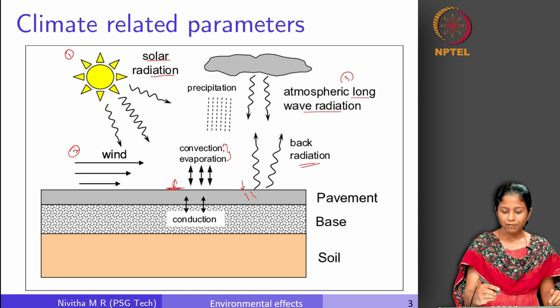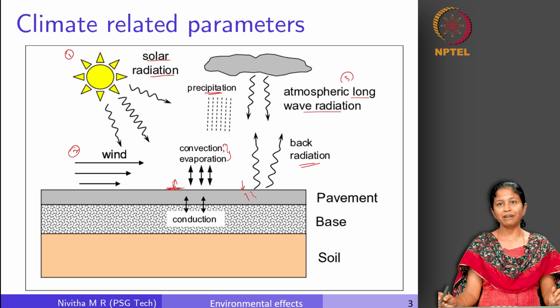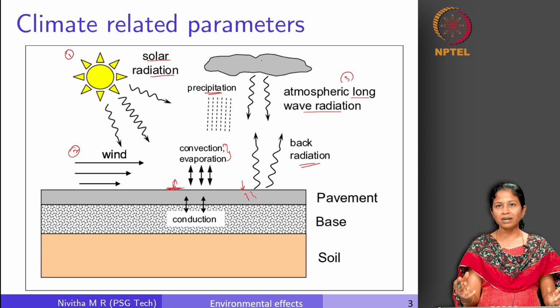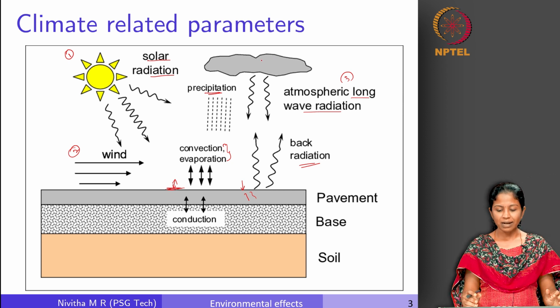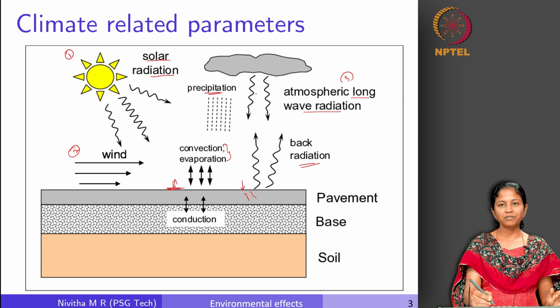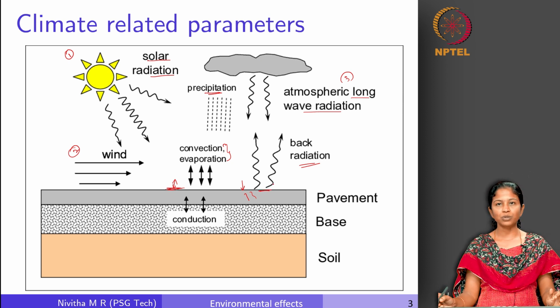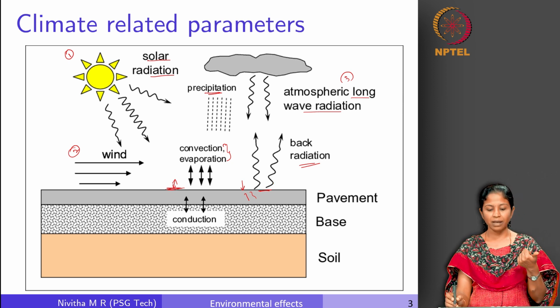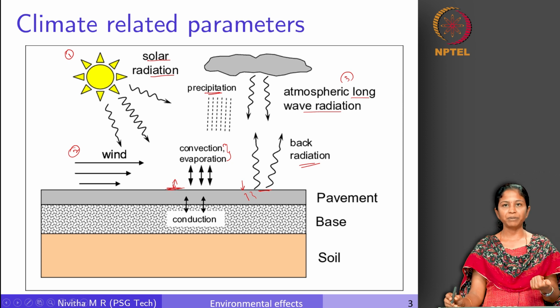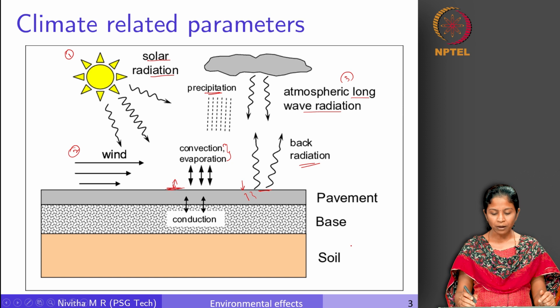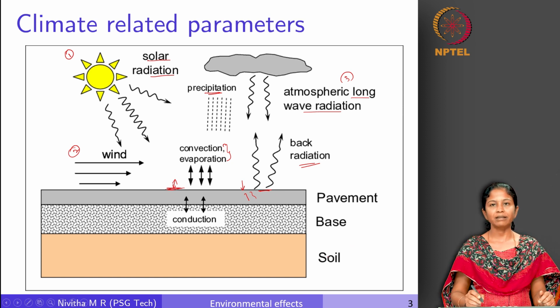Apart from this, we also have precipitation. Precipitation is nothing but the rainfall, right. So, we have rainfall which occurs as a natural phenomenon. Because of this rainfall, the rainwater falls on the surface of the pavement. So, this rainwater is going to influence the temperature of the pavement surface. One is the effect of rainfall on the temperature conditions of the pavement and the other one is the effect of rainfall on the moisture content in the pavement, right.